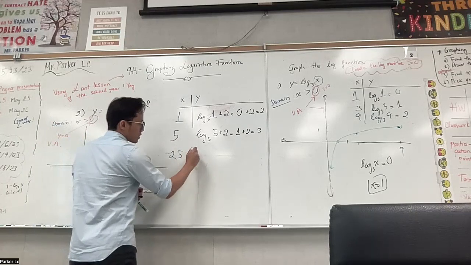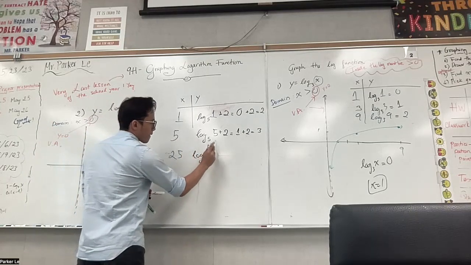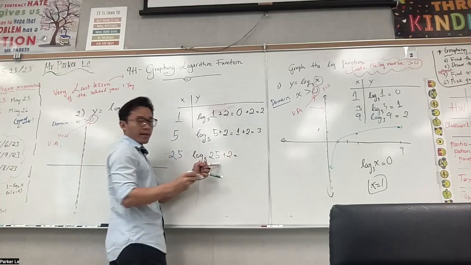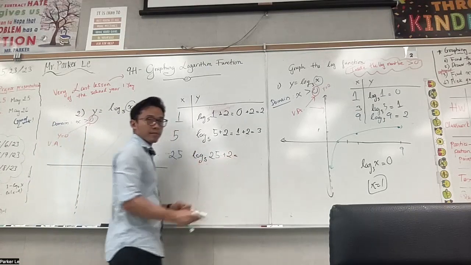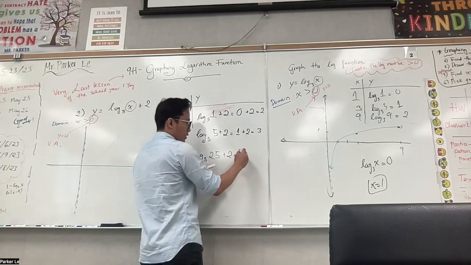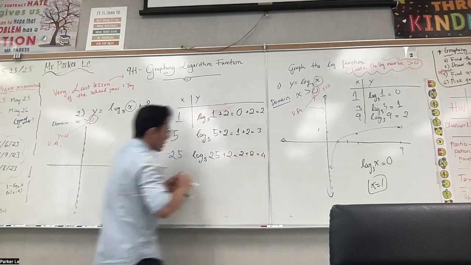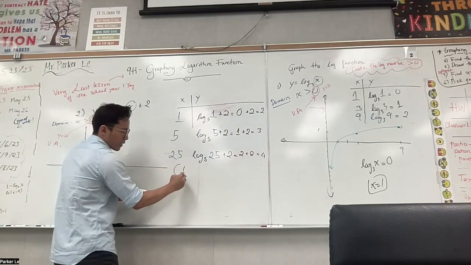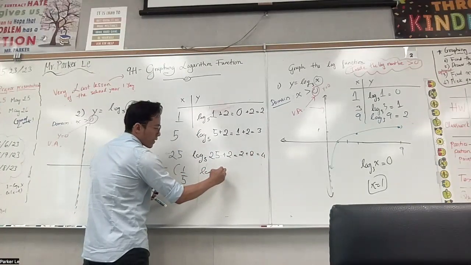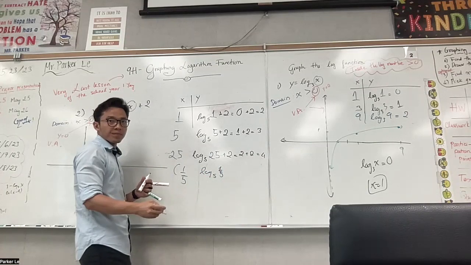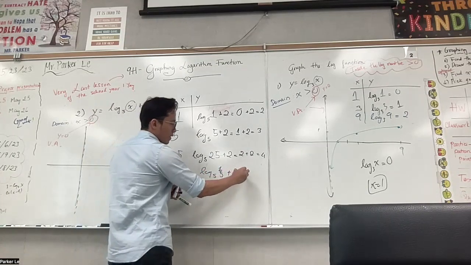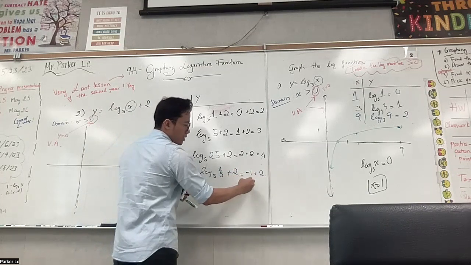25 is easy. So what is log 5 of 25? 2, right? 5 squared is 25. So this is 2. 2 plus 2 is 4. Another option for a point is 1 over 5. Why? Because log 5 of 1 over 5 is negative 1. Very good. So negative 1 plus 2 is going to be 1.